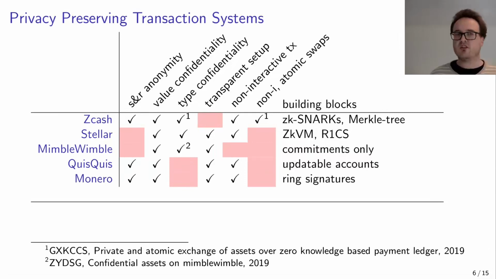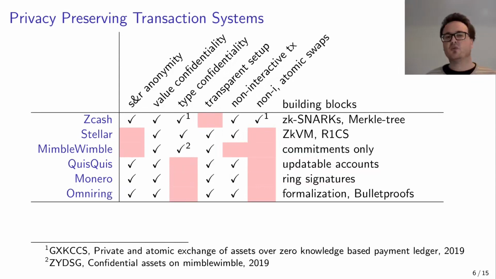Then we look at Monero, which uses ring-based signatures to create an anonymity set, but Monero doesn't have a notion of type, and because they don't have types, they don't need atomic swaps. And OmniRing is more or less Monero in the functionality, but with a solid formalization and a way more efficient bulletproof than the ring signatures of Monero.